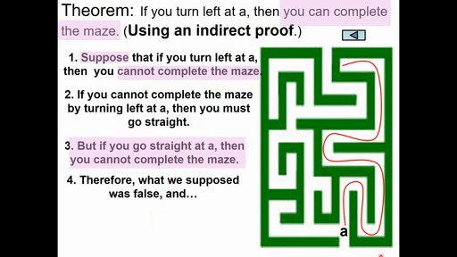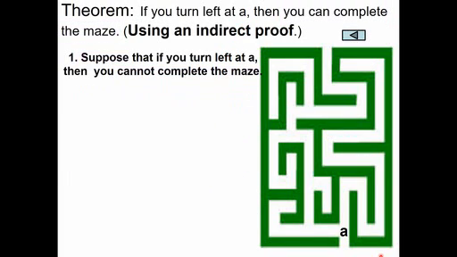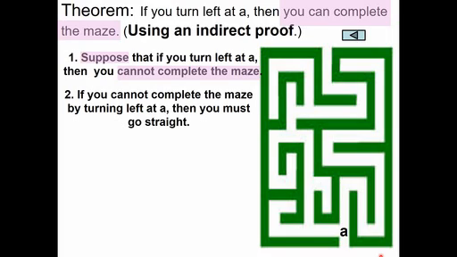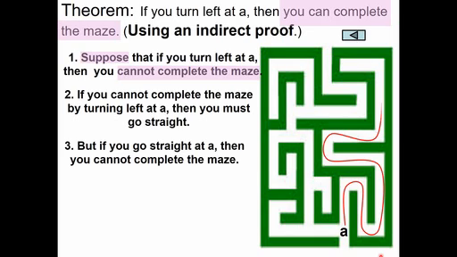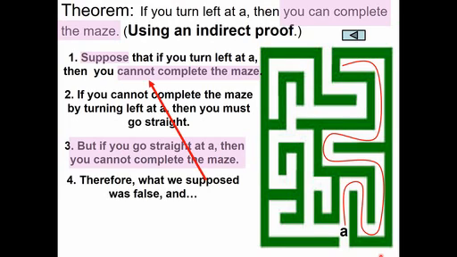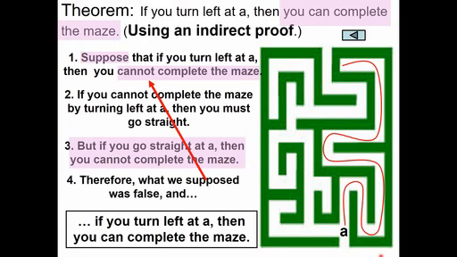Okay, I'm going to back up and just take another quick look at that without interrupting. Suppose you turn left at A and you cannot complete the maze. We're trying to prove that indirectly, so we suppose the opposite. If you cannot complete the maze by turning left at A, then you must go straight. But if you go straight at A, you cannot complete the maze, which is a contradiction. Therefore, what we supposed was false. And if you turn left at A, then you can complete the maze. So we used two different ways to prove that theorem, that if you turn left at A, you can complete the maze.